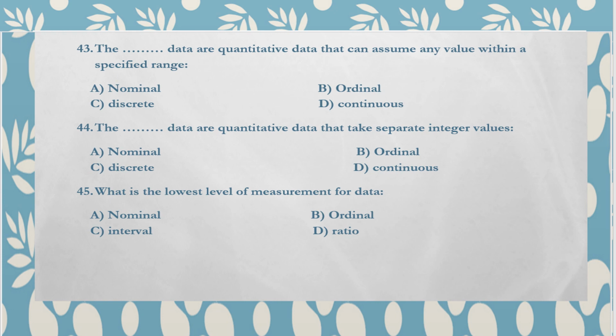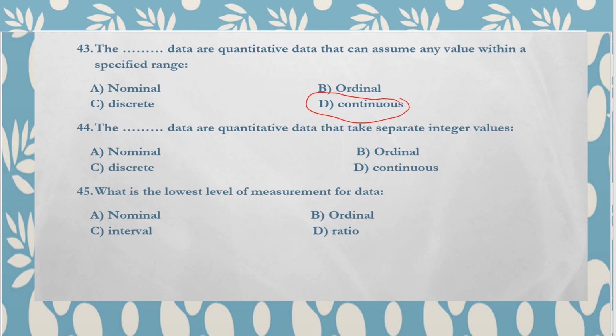The data are quantitative data that can assume any value within a specified range. So if the data are quantitative and assume values within a specified range, this is continuous quantitative data, and the right answer is D.